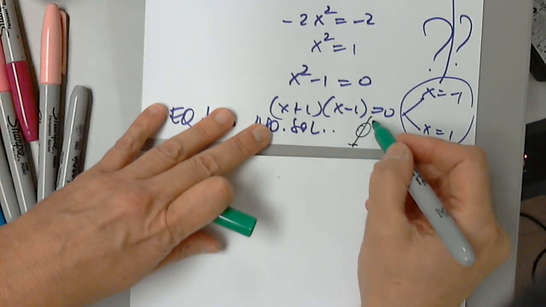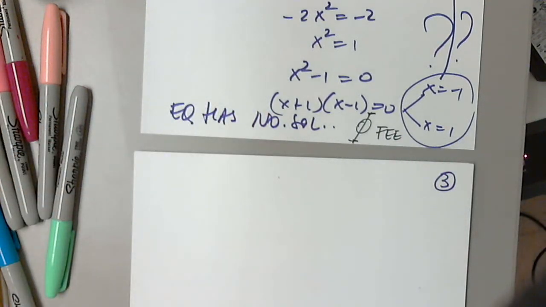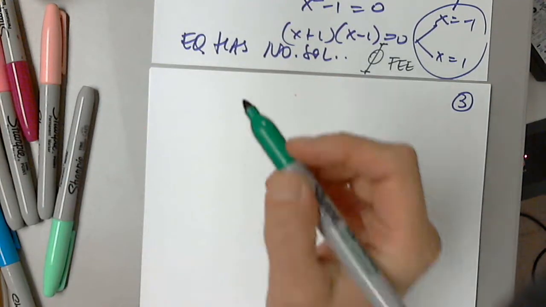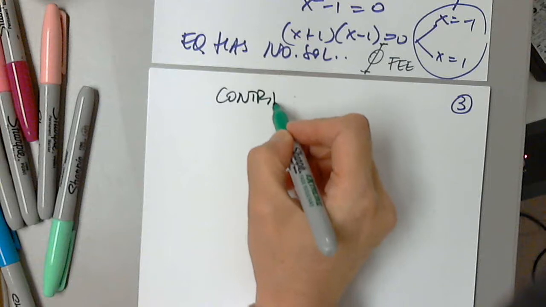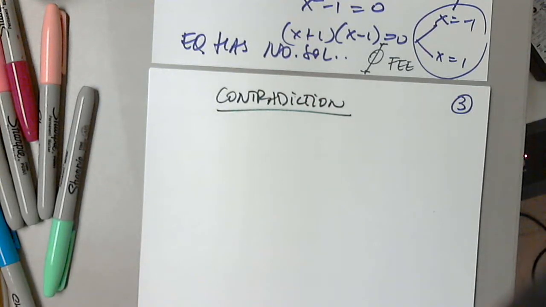This symbol is the empty set. It's the Greek letter phi, which means no solutions. There is nothing that works in that equation. The equation is called a contradiction. There are several types of equations, and this one is a contradiction. There are no solutions.